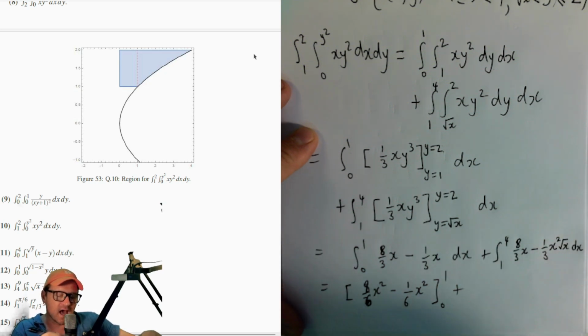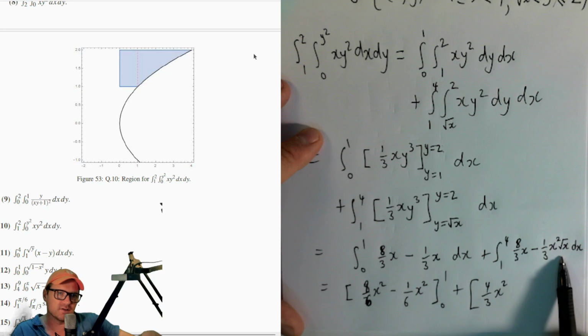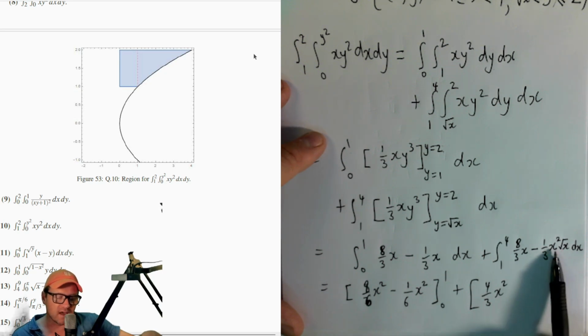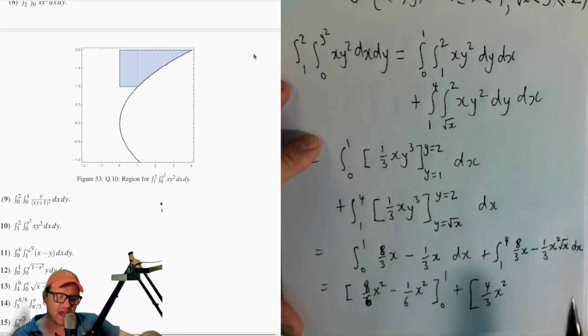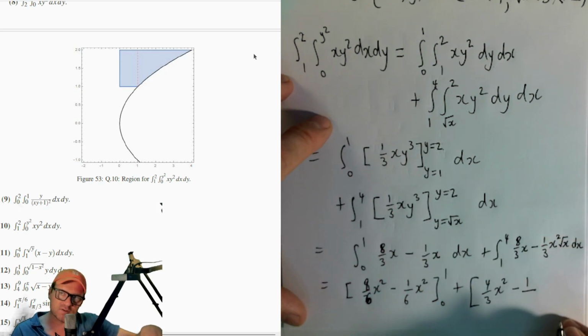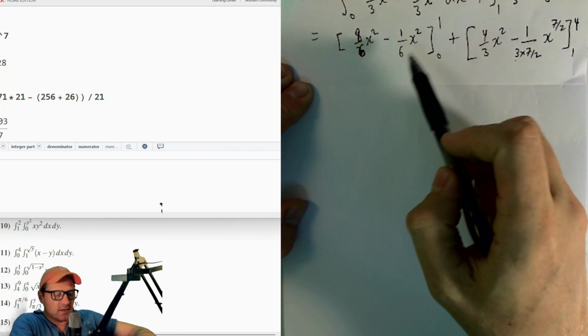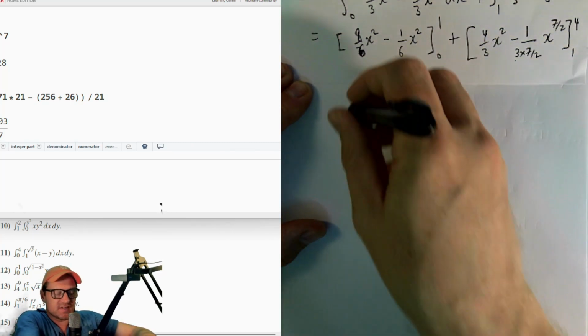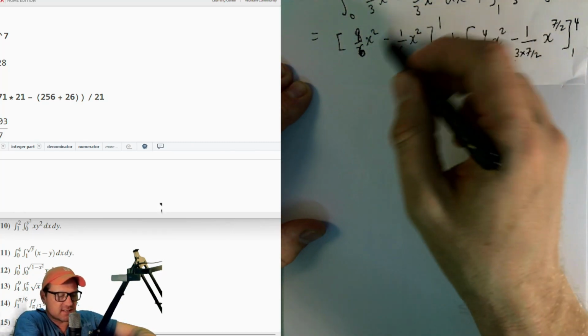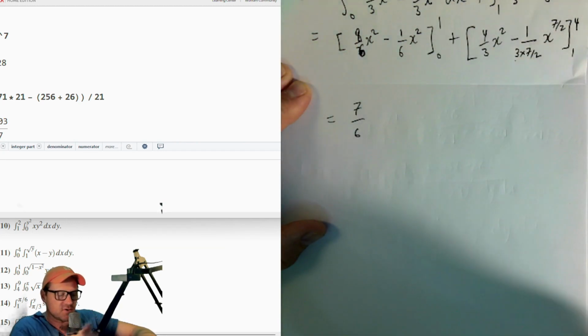And then over here we have 4 over 3 x squared. Now let's represent this in terms of an exponent. So we have x squared times x to the power of a half. 2 plus a half is 5 over 2. So we're dividing by 5 over 2 plus 1, which is 7 over 2. And then we have x to the power of 7 over 2. Okay, continuing. So 8 over 6 minus 1 over 6 is 7 over 6. So 7 over 6, subbing in 1 for x. We just have 7 over 6 for this. And then we subtract 0.